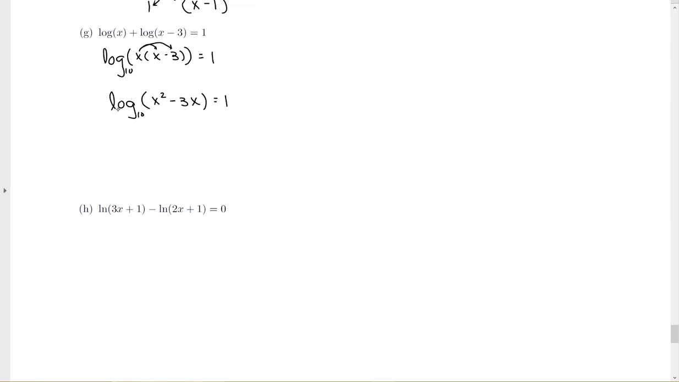Get rid of the word log, bring down the base, 10 to the power 1 equals x squared minus 3x. 10 to the 1 is just 10. And then set it equal to 0 because it's a degree 2. So I'm going to have to either factor it or potentially use the quadratic formula if you know how to do that already.